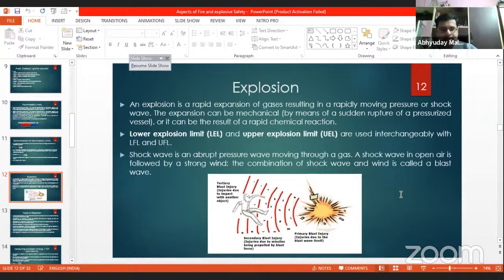Now, as I have said, the shock wave that is produced is an abrupt pressure wave that moves through a gas. If this explosion happens in open air, that is in an unconfined space, then the shock wave is followed by a strong blast of wind. And this combination of the shock wave and wind is called a blast wave. And this is a characteristic of any explosion that happens outdoors, that is in an unconfined area.